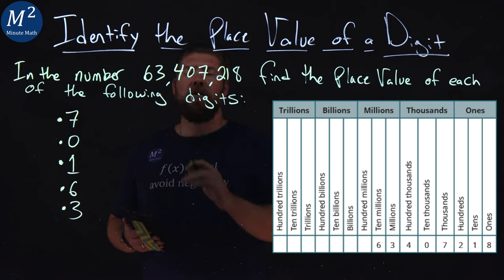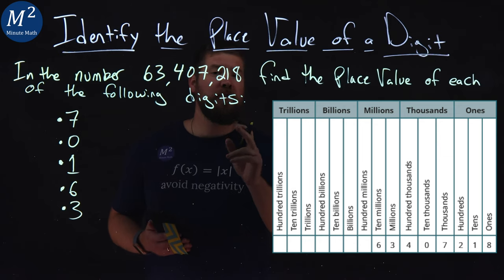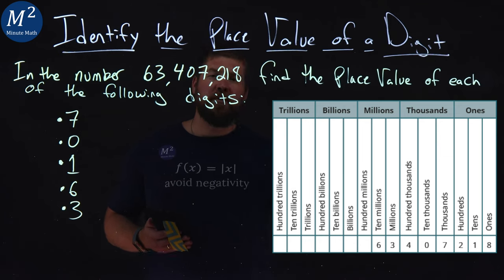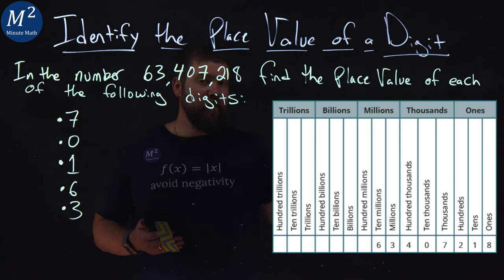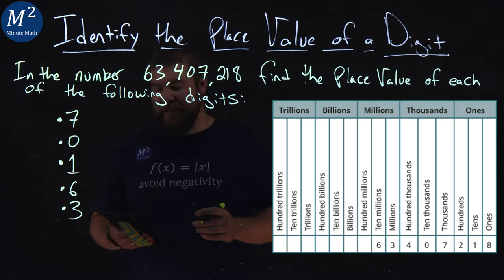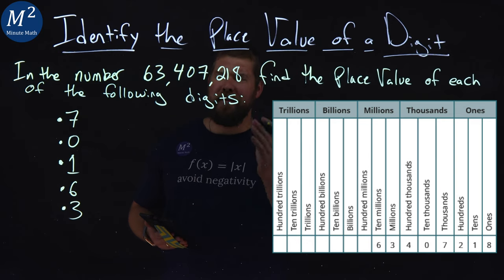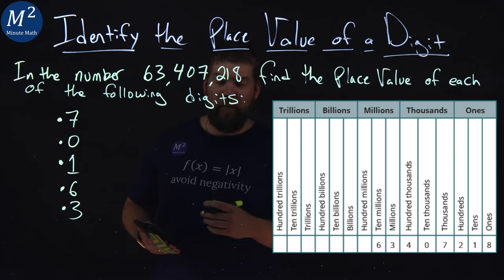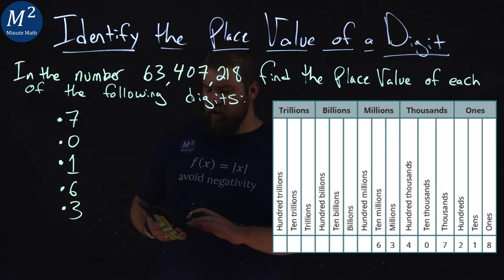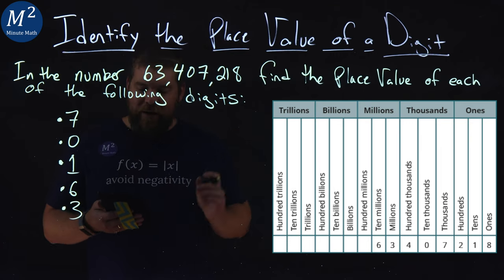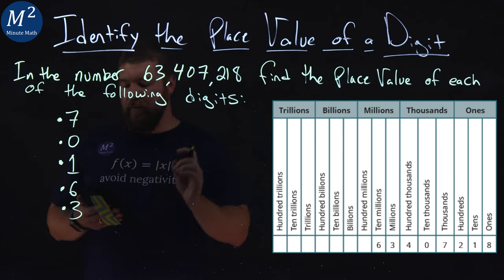I put the number here, 63,407,218, in each of the corresponding spots to help us identify where each one of these digits is. As time goes on, you'll be pretty good at identifying these digits quickly, but we're at the building blocks here. Let's start with 7. The 7 is in the thousands place.